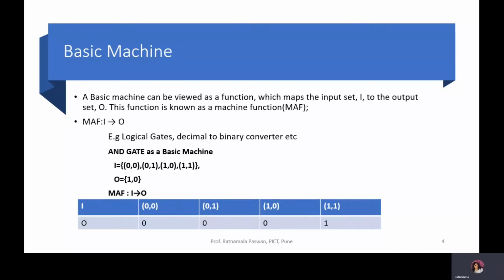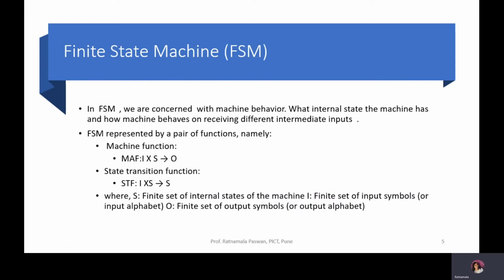Now we will see what we mean by finite state machine. In automata theory, this is the first computing model and it is a very basic computing model. So we will see what FSM is first. Actually, it is not like a basic machine, which just gives the input and produces the output. It is quite different. We will see.